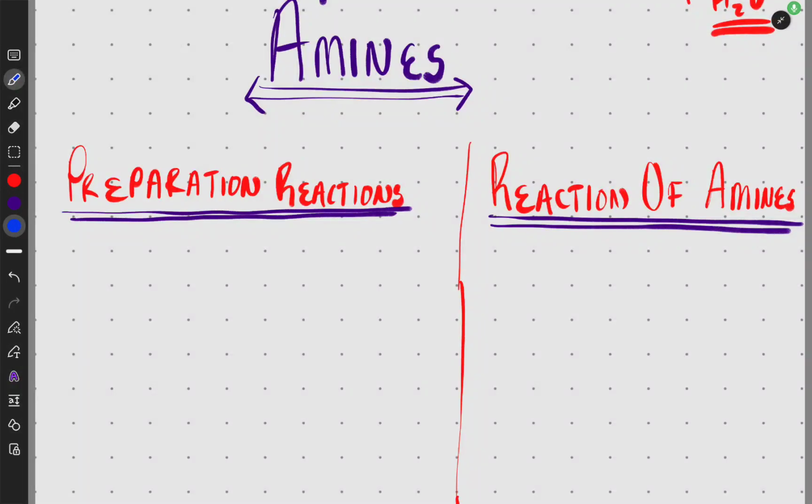Talk about amines. This is beautiful. Let's put the preparation reactions of amines. Number one, we saw that you reduce an amide. Okay, we know about reduction now.